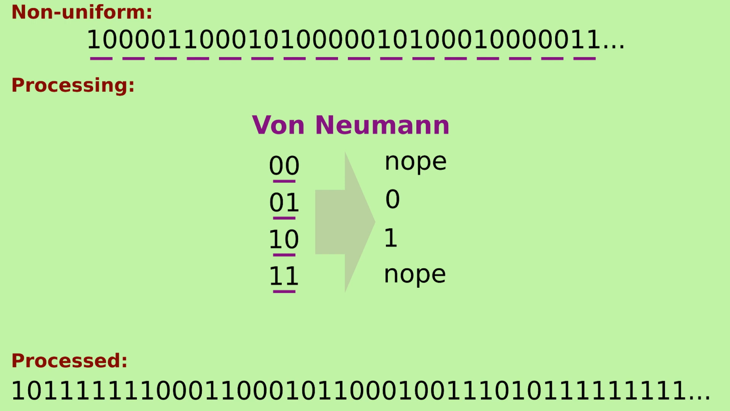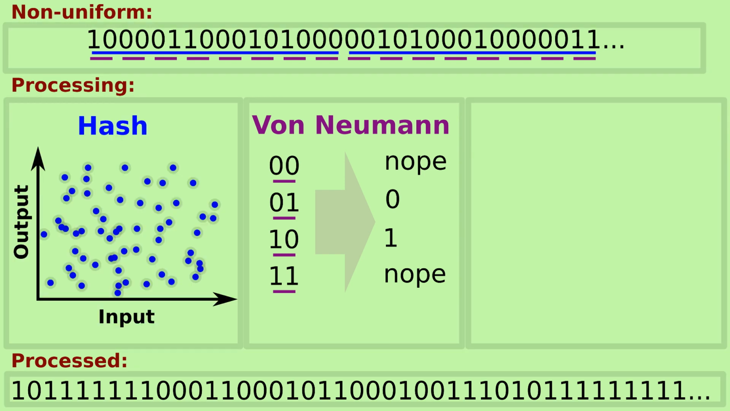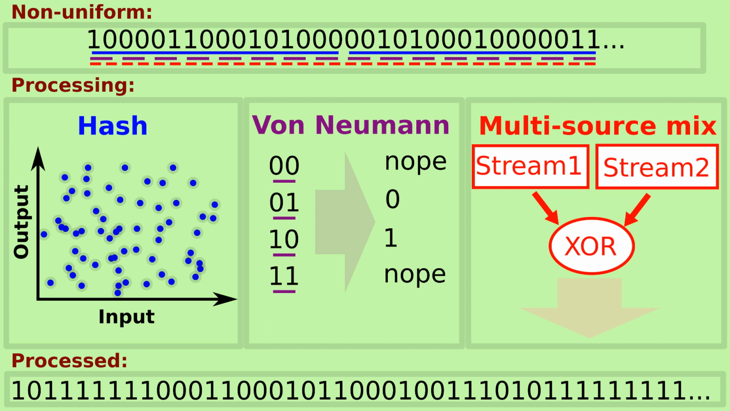Another approach is to use special functions called hash functions. Hash functions are typically defined in a way that the slightest change in the input basically reshuffles the output in a given range. This property is very handy for the purpose of equalizing the distribution of ones and zeros in the extractor's output. And for another example, let's consider mixing two strings produced by independent sources into one.